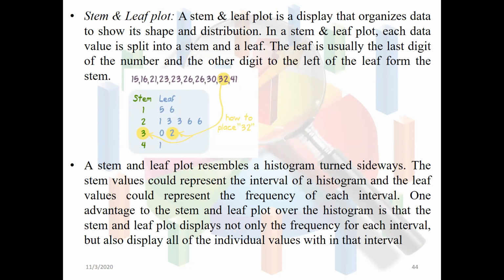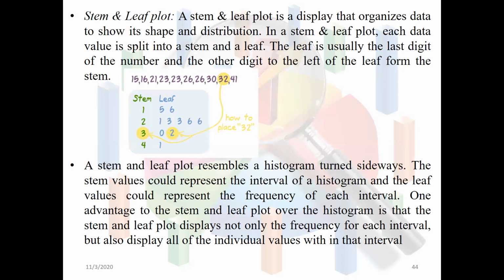Stem and leaf plot. A stem and leaf plot is a display that organizes data to show its shape and distribution. In a stem and leaf plot, each data value is split into a stem and a leaf. The leaf is usually the last digit of the number and the other digits to the left of the leaf form the stem. A stem and leaf plot resembles a histogram turned sideways.